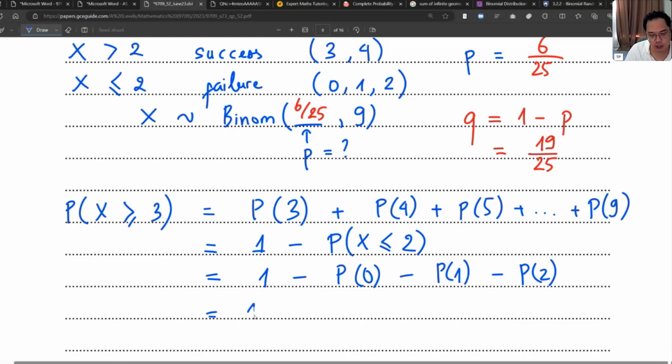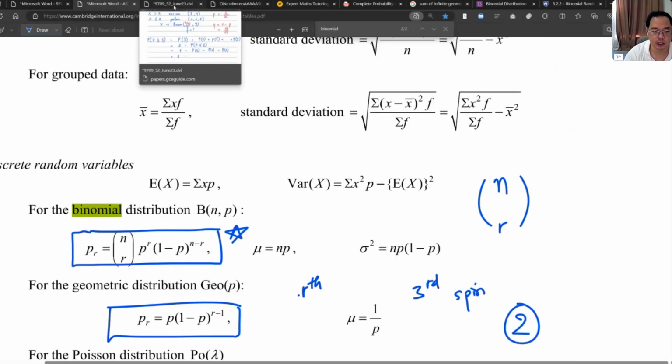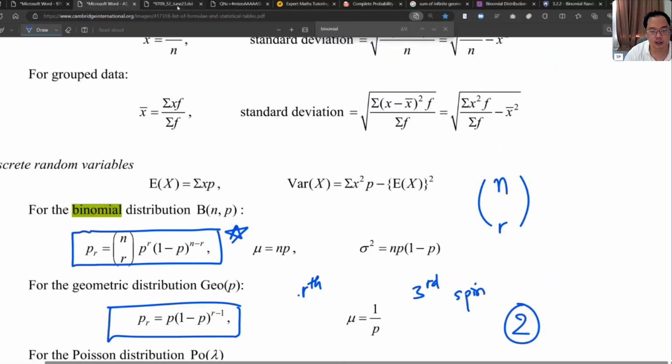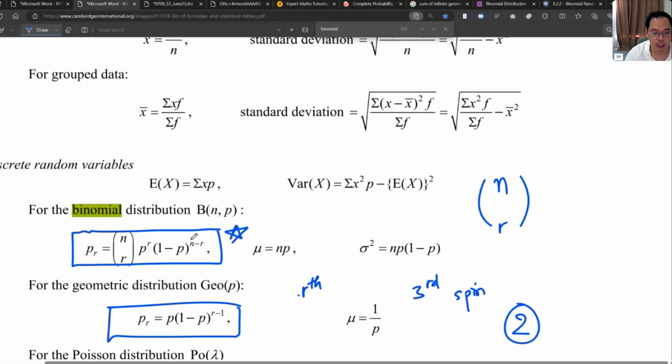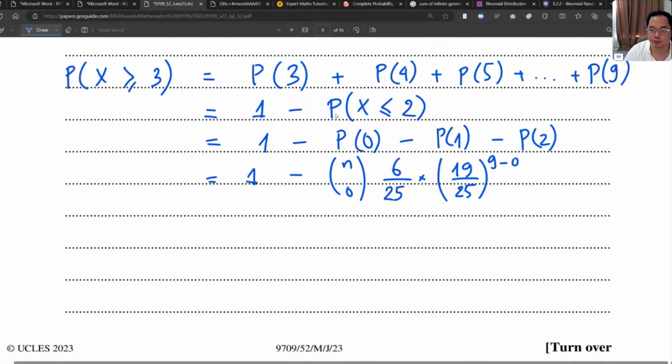Now go on. First, the probability of getting 0 successes here, according to the formula, n is 9, the number of trials. Okay, the combination 9C0, P, the probability of success, is 6 over 25, and the probability of failure, 19 over 25. For that probability of failure, we need to take n minus r. For the first probability here, r is 0, and n is 9. Okay, so that is the first term, P0, and so on.